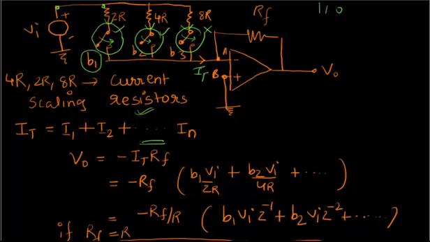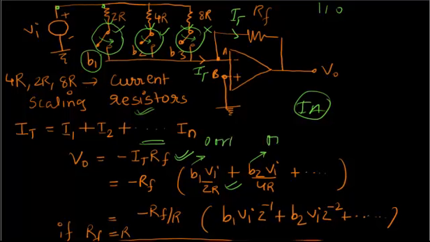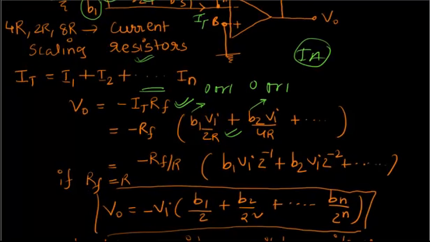Now this is nothing but an inverting amplifier, right? So what's the formula? The output voltage will be equal to minus IT into RF. So if you write IT here, these are the bits, which are nothing but 0 or 1, 0 or 1, whichever is there you have to consider. Okay, taking R common, you will get this.